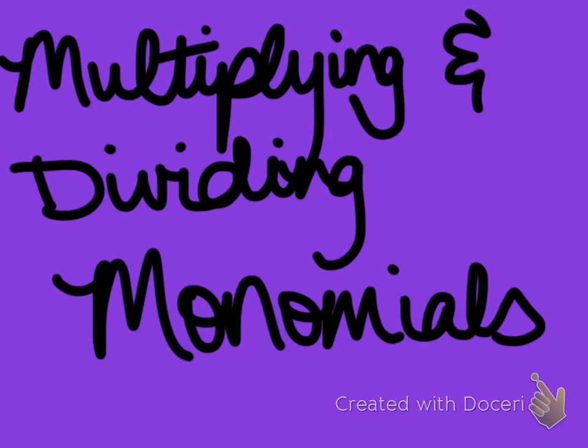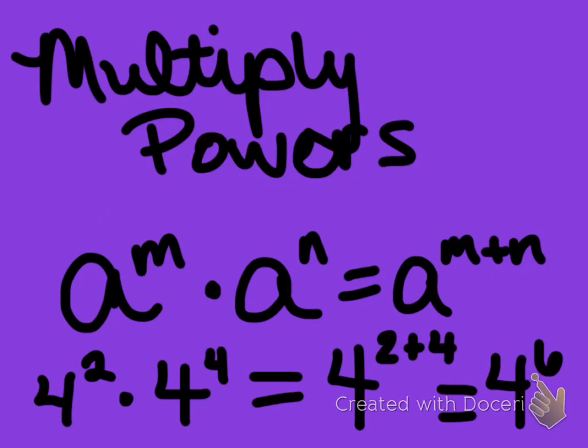Multiplying and dividing monomials. The first thing that we need to remember is the definition of a monomial, which is a number, a variable, or a product of numbers and/or variables together. When we're multiplying powers, such as a to the m times a to the n, we notice that they have the same base. And since they have the same base, which is a, we would add their exponents, m plus n. So our answer would then be a to the m plus n power.